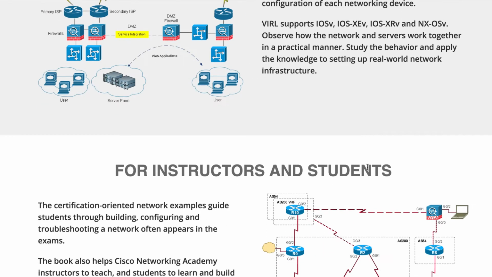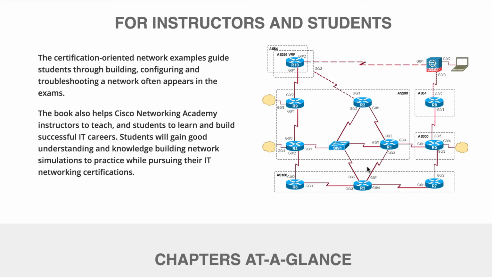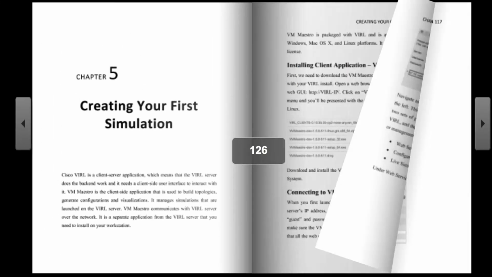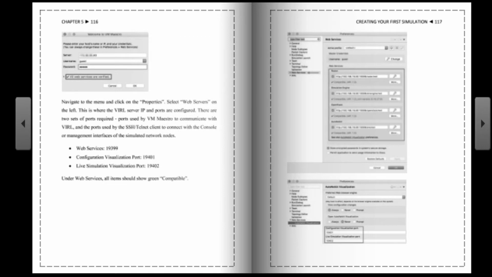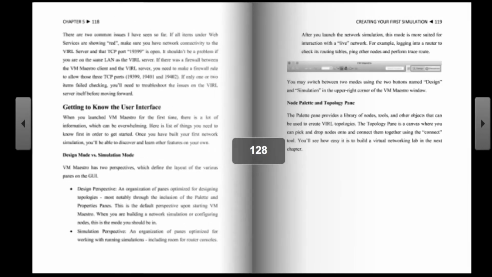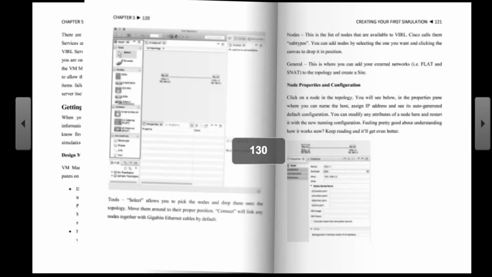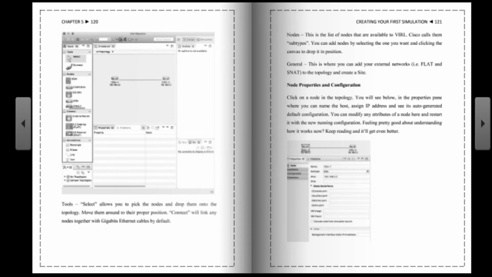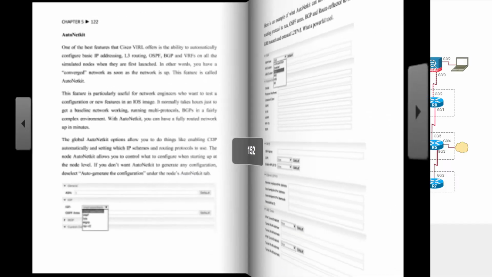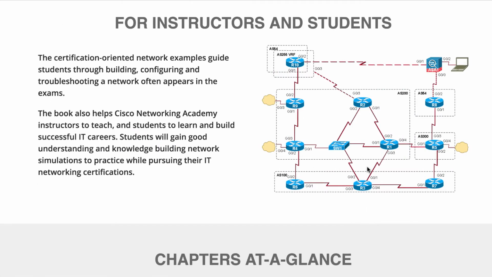If you are an instructor or a student, the certification-oriented network examples guide students through building, configuring, and troubleshooting networks often seen in the exams. The book also helps Cisco Networking Academy instructors to teach and students to learn and build successful IT careers. Students will gain a good understanding and knowledge of building network simulations to practice while pursuing their IT network certifications.